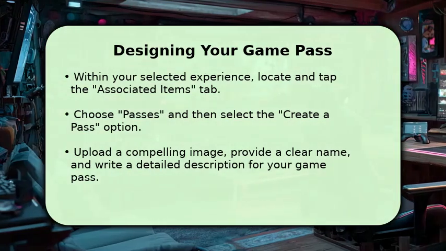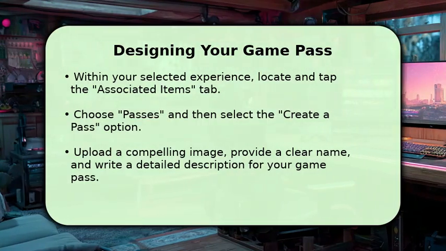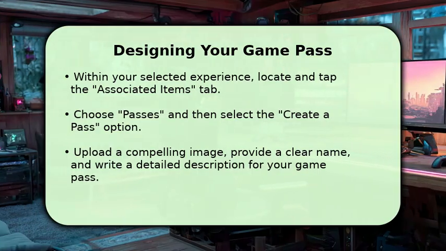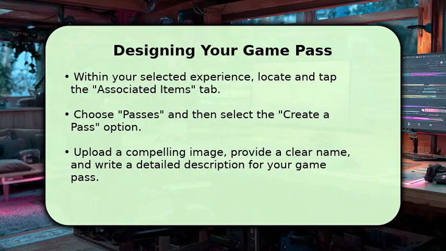Now that you've selected your experience, look for the Associated Items tab and tap it. From the options presented, select Passes. You'll then see a button labeled Create a Pass. Tap this to begin the creation process.